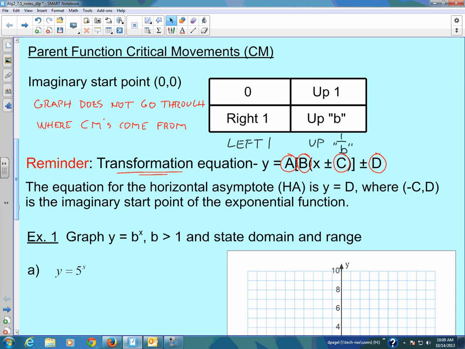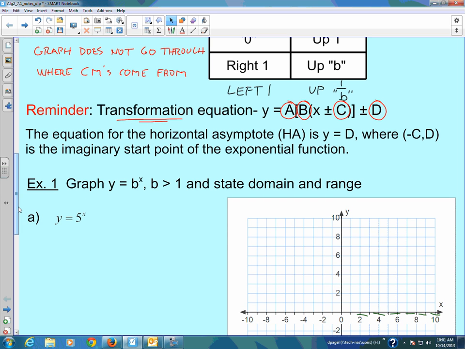And what's unique about our exponential functions is this imaginary start point here, negative c. Remember, we'd always talk about taking the opposite of c. If it was an x plus a 4, it actually meant the left 4. So we're going to take a look at our imaginary start point, and the d value is unique because the d value tells you where your horizontal asymptote is going to occur. So once we know where that d is, I know I can draw a horizontal line at that value of y.